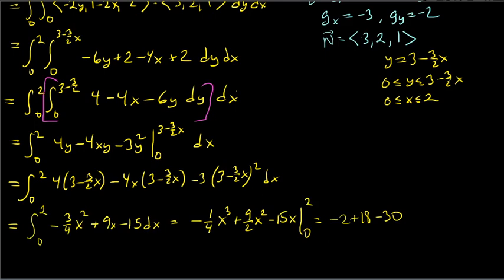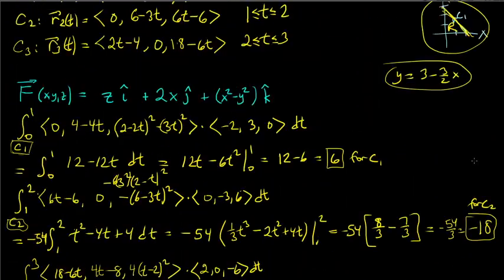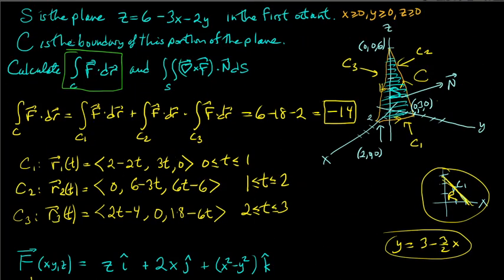Okay, so I did multiply this out a little bit. I just didn't want to waste all that time here. So you expand this out, and this is the integrand. When you integrate it, you get this. And then when you plug in the 2, you get negative 2 plus 18 minus 30, which I do believe is negative 14. And that should be no surprise because that's the answer we got by doing the line integral directly. So they're both equal to negative 14, as guaranteed by Stokes' theorem.